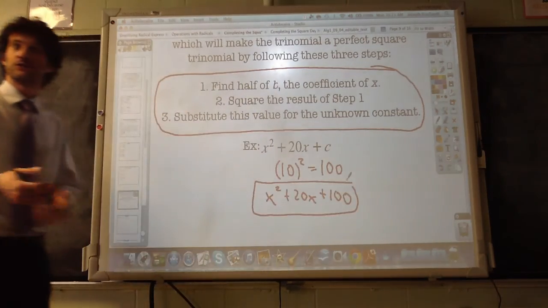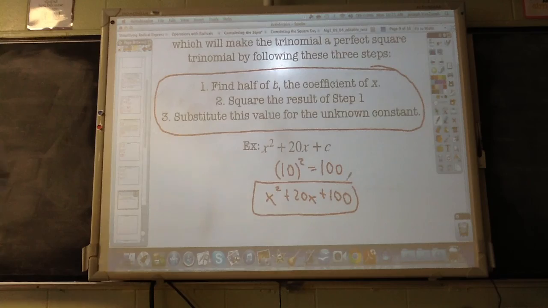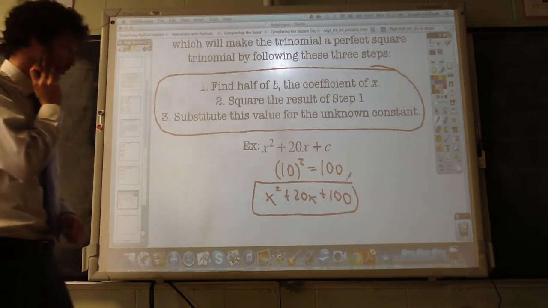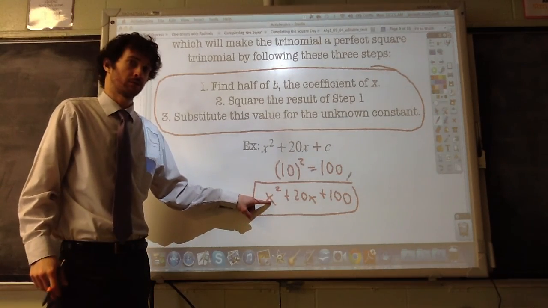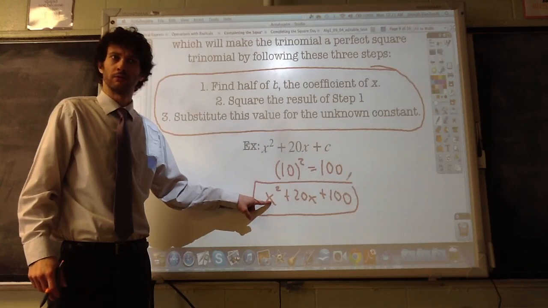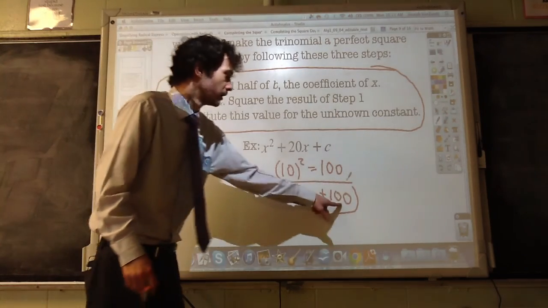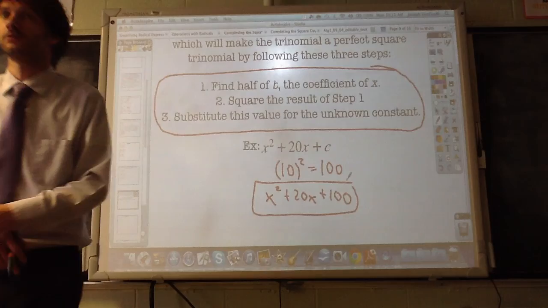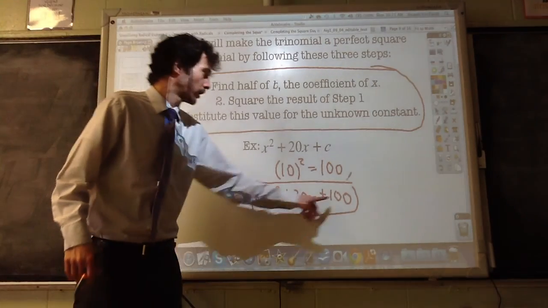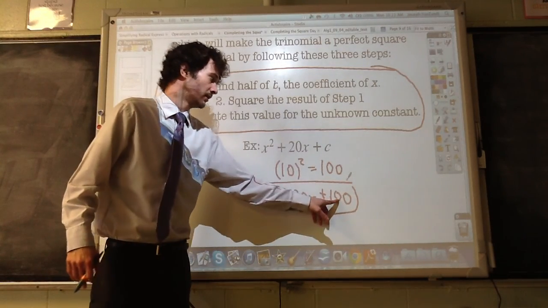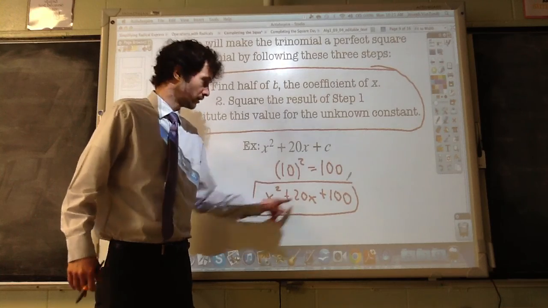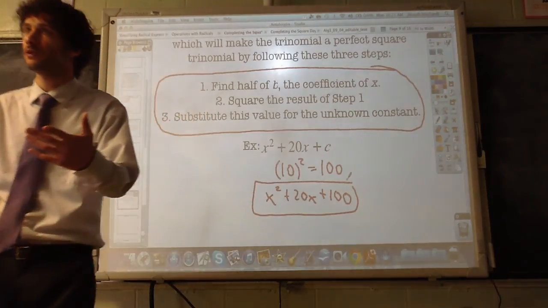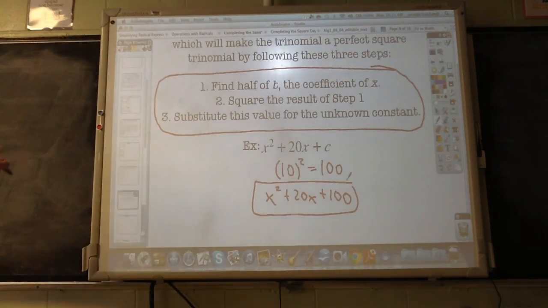Let's run through our checklist just to make sure we did what we set out to do, which is make this into a perfect square trinomial. Is the first term a perfect square? X squared. Is that a perfect square? Yes, thank you, Bella. Is 100 a perfect square? Yes. If I took the square root of these, I'd have x and 10, so I'd get 10x. Is 20x 2 or negative 2 times 10x? It is. So we succeeded. We made something that was a perfect square trinomial.